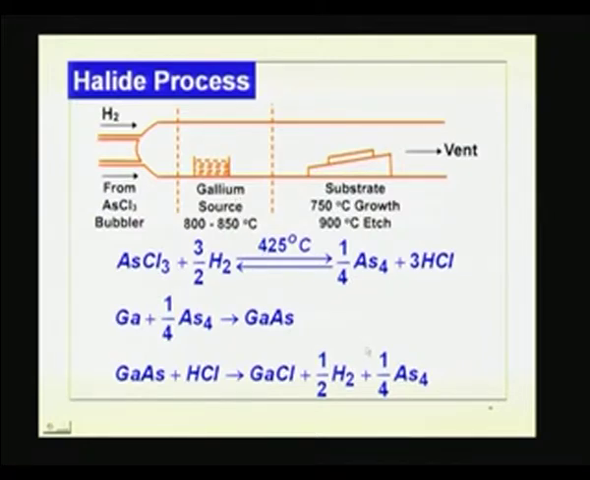So, what is transported across is this thing on the right hand side. Now, here you keep the temperature at 750 degrees centigrade. At lower temperature, the reaction proceeds in the opposite direction. The same species which have been produced at high temperature recombine. This is the thermodynamics of the process that will release gallium arsenide on the surface.